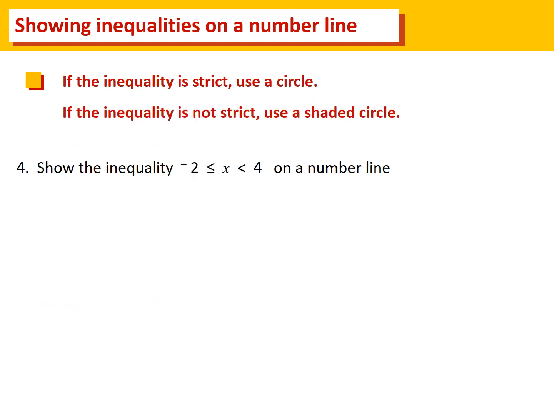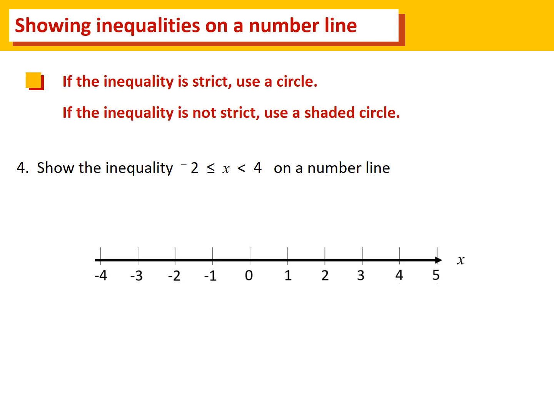And finally, in example number 4, this time we've got x between -2 and 4. So because it says or equals to at -2, we put a blob, as in a shaded in circle. It's less than 4, so we use a ring. Then it's the values in between, so we join them up. And that's how we show inequalities on a number line.